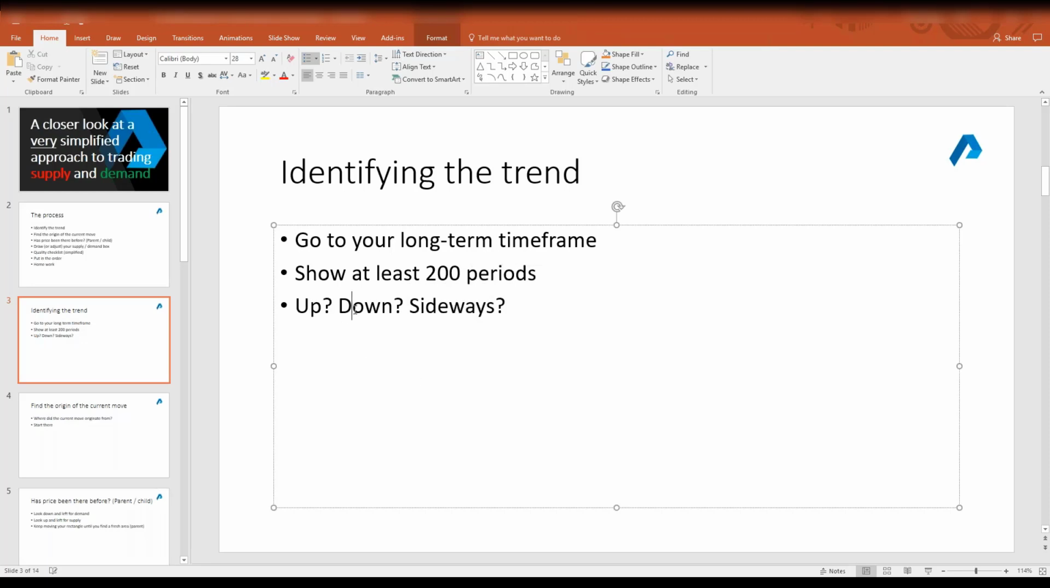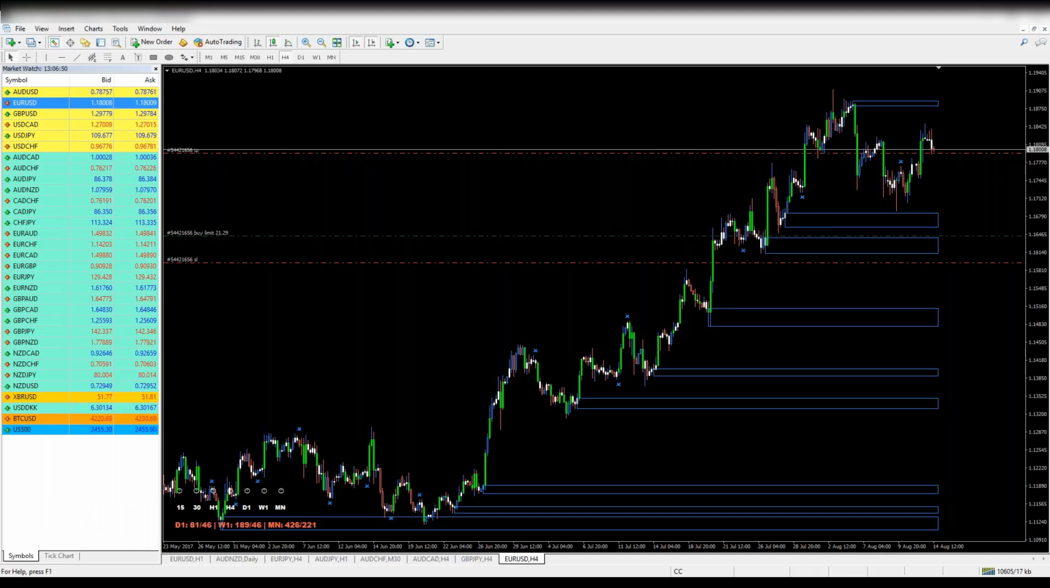If you can't say it's up or down, then it's neither up or down, and it's probably moving sideways. And these are the ones that you potentially want to pass on. Let's have a quick look here at this pair.